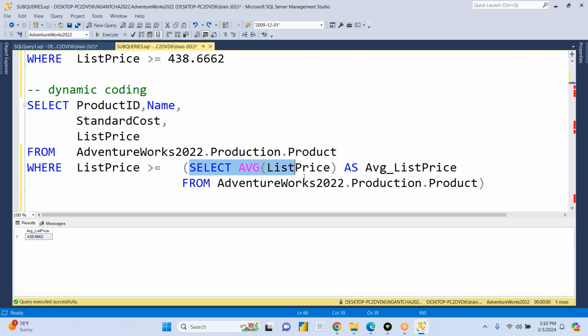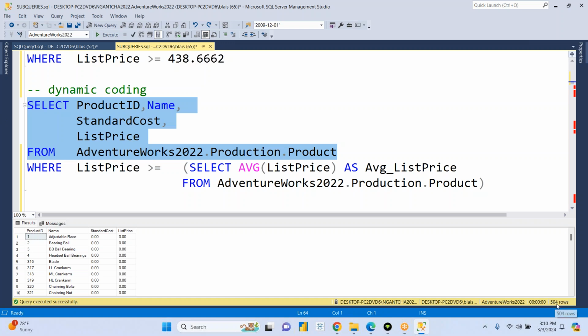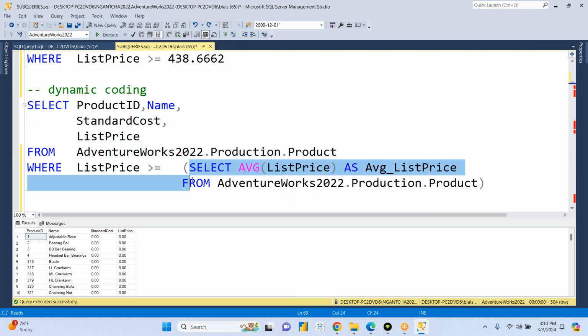So remember, the innermost query always runs. This is the child query. This is what we call the subquery. This one right here is the parent query. The parent query is showing us all product information. How many products do we have? We have 504 products. You see, of these 504 products, how many have their list price greater than or equal to the average list price?